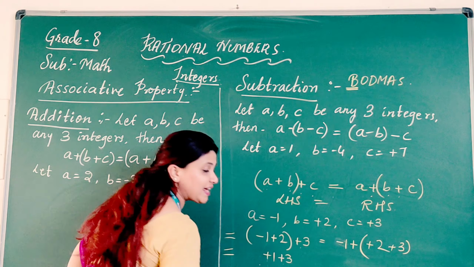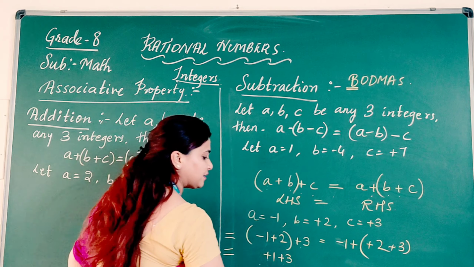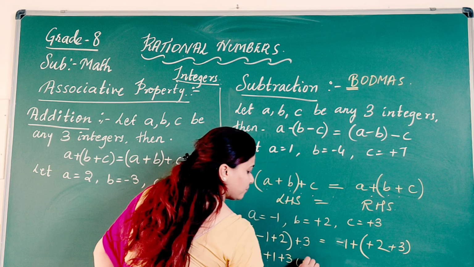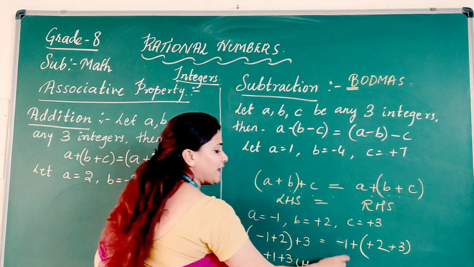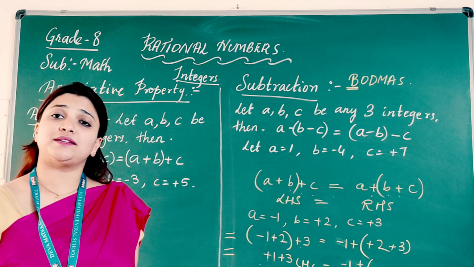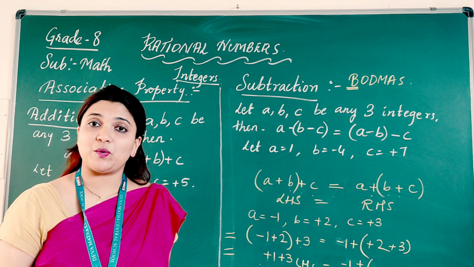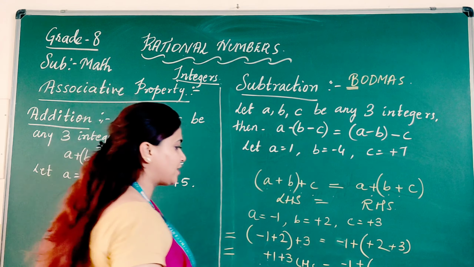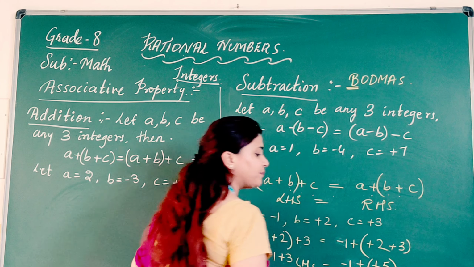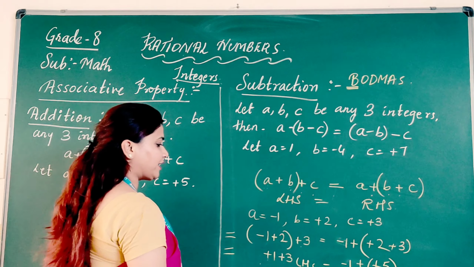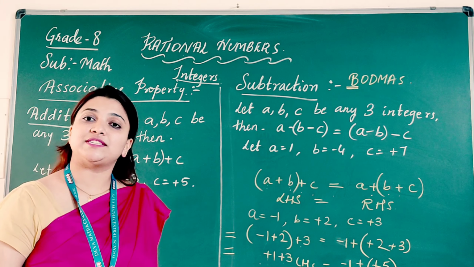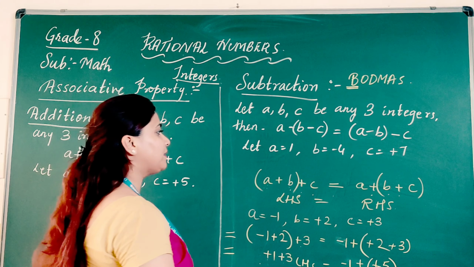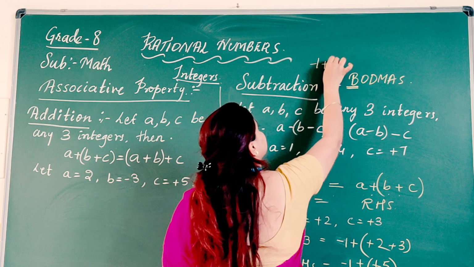Correct? So this I have got as the LHS. My left hand side is nothing but plus 4, is equal to, now minus 1 keep as it is, plus, what is plus 2 plus 3? Plus 2 plus 3 is nothing but plus 5, by addition. Clear? Now what I will do is, minus 1 plus 5 is how much, children? Minus 1 plus 5.